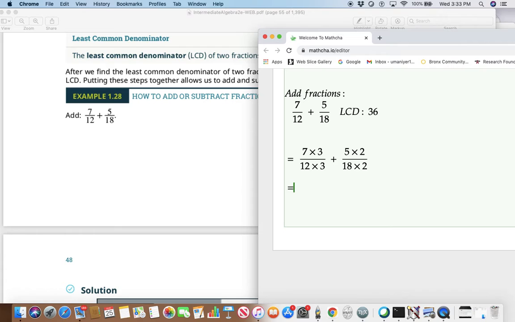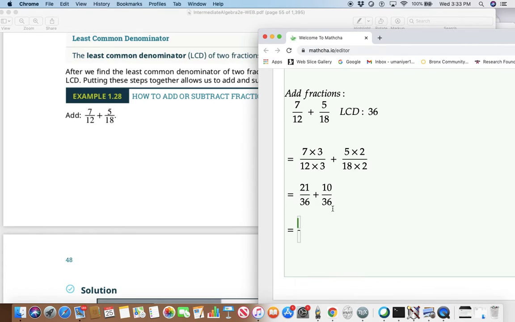So this is nothing but the fraction 7 times 3 is 21, 12 times 3 is 36, plus the fraction 5 times 2 is 10, 18 times 2 is 36. So there we have it, a common denominator.